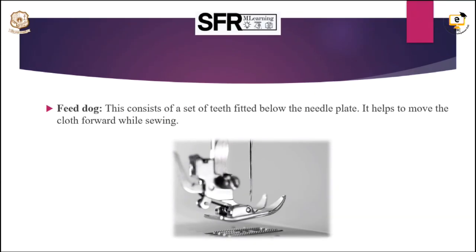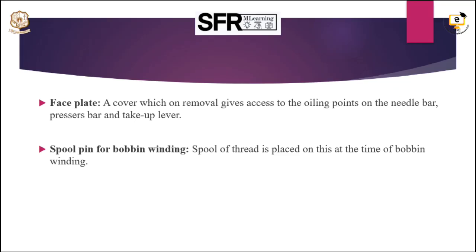And then the feed dog. It is essential to maintain the movement of the cloth. It consists of a set of teeth fitted below the needle plate. It helps to move the cloth forward while sewing.